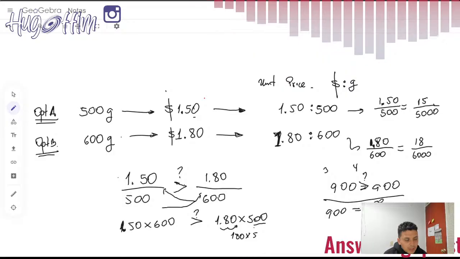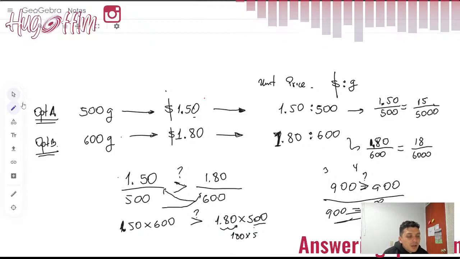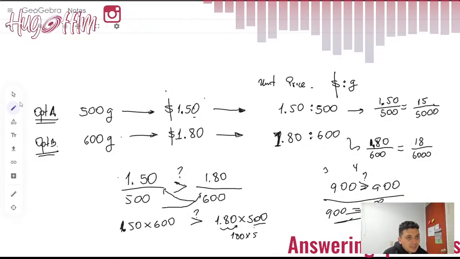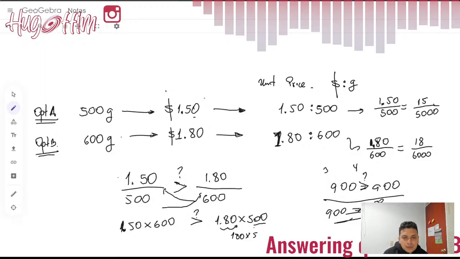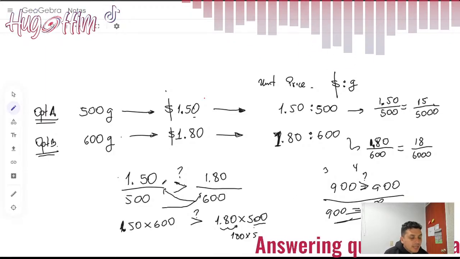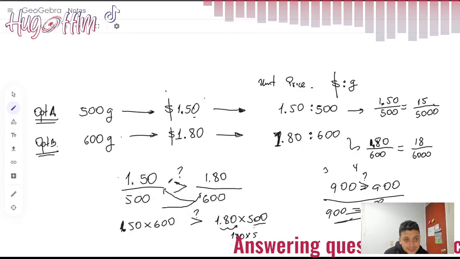Okay, I'm writing in a place you cannot see, but this is the idea. This is how you can compare common ratios, or how you can test unit price. This is how you can get unit price.